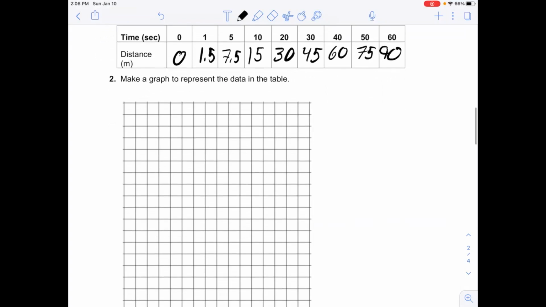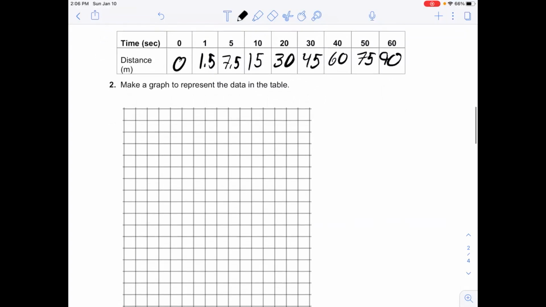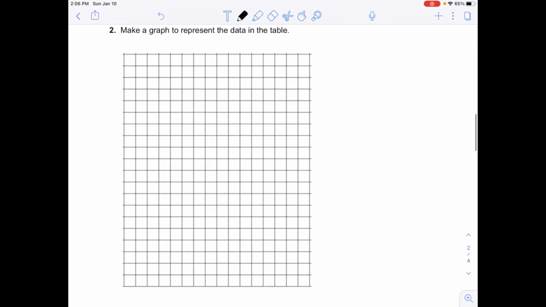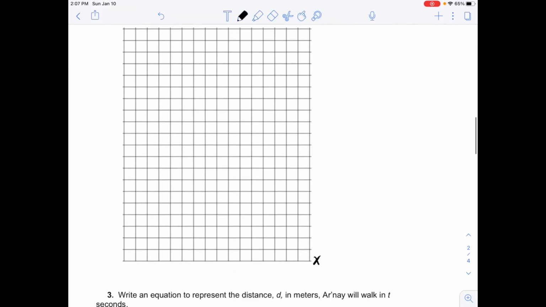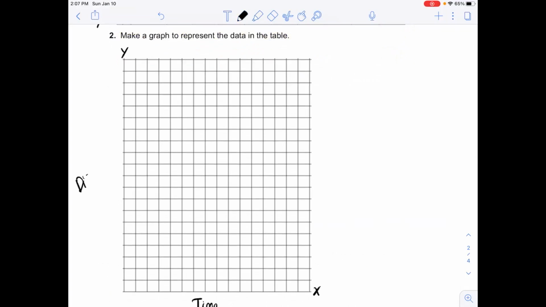Now I want to make a graph. The top for making the graph is always going to be x, and the y is always going to be the bottom. So the first thing I see, I know that my x-axis is my time. Label that. And my y-axis is my distance. So that's the first thing I do when I make a graph.